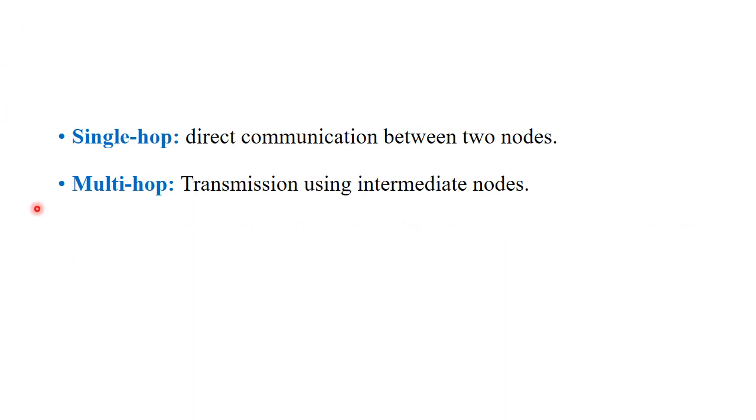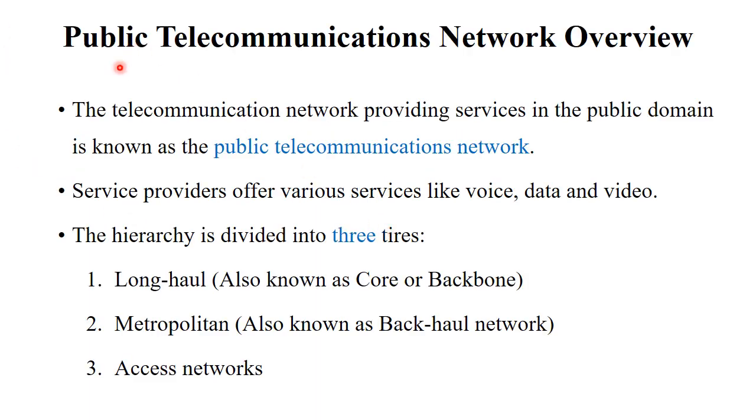Before getting into the next topic, let us go through these two definitions: single hop and multi-hop. Single hop is direct communication between two nodes, so there is no intermediary node, it is point-to-point communication. Multi-hop is transmission using intermediate nodes, so there is no point-to-point communication. It has to traverse through some other nodes to reach the destination. That's called multi-hop.